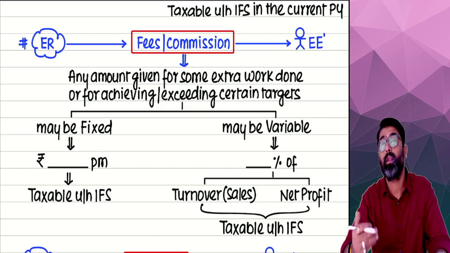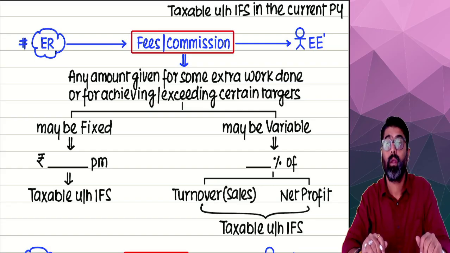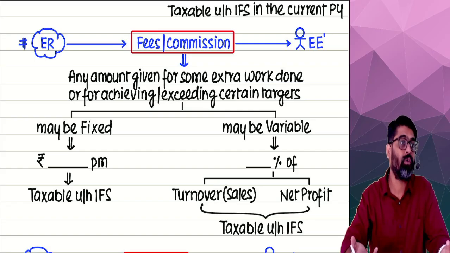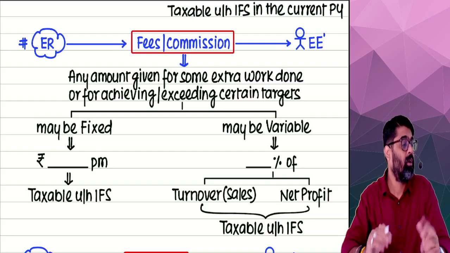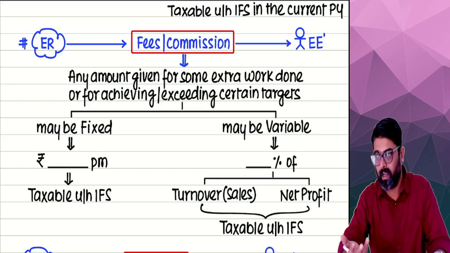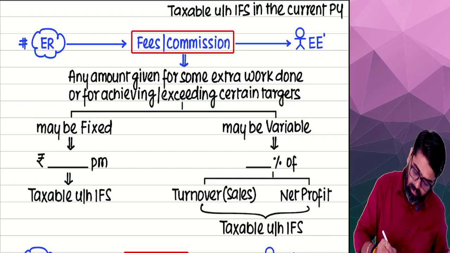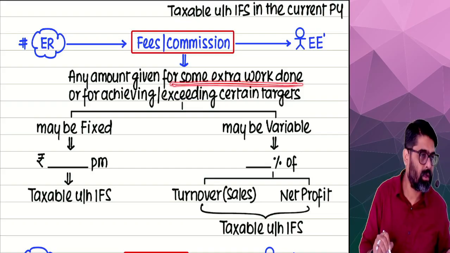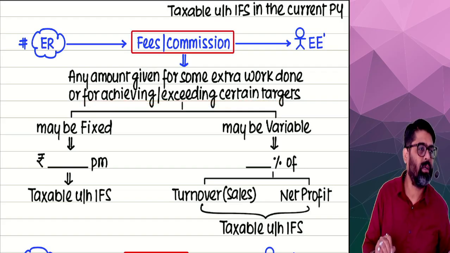So the employer can give you what? Commission for that. That you are doing the work which is given to you in a way in which it should be done. You are meeting the expectation or exceeding the expectation. So commission can be given. So what is fees? Fees can be given for some extra work done. And what is commission? For achieving or exceeding certain targets.